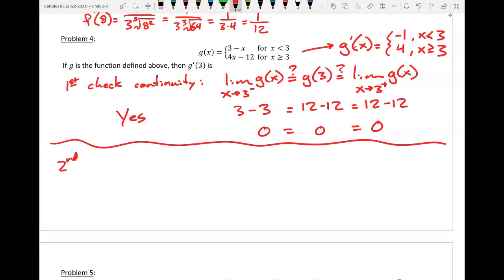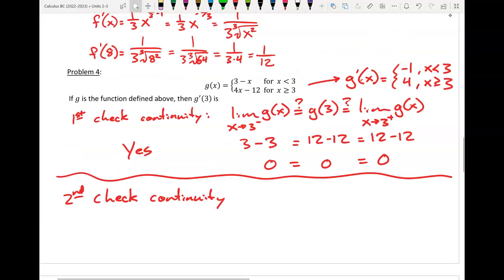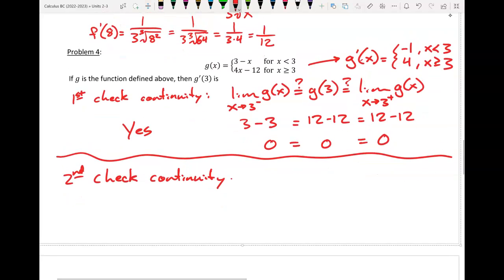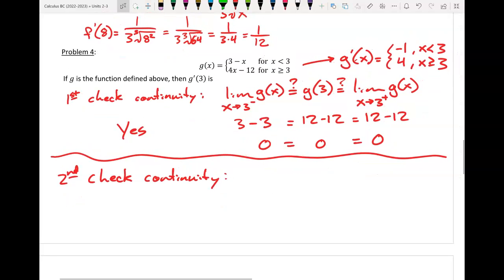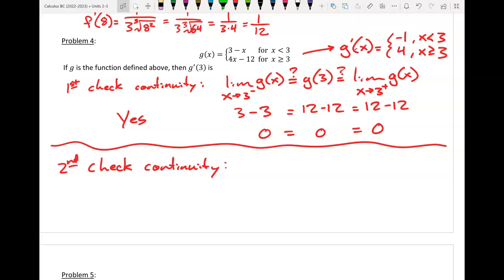So now we are going to check differentiability. So how can we set this up? Well, what's the idea? The derivative from the left has to equal the derivative from the right. And we can write it in this way. The limit as x goes to 3 from the left of g prime, is that equal to the limit as x goes to 3 from the right of g prime?